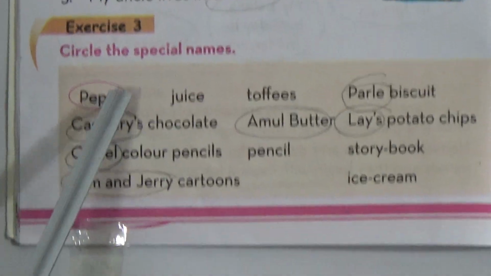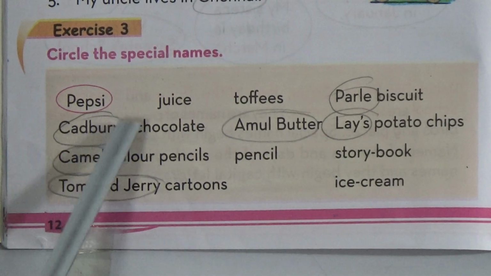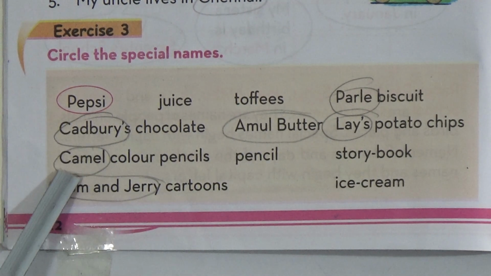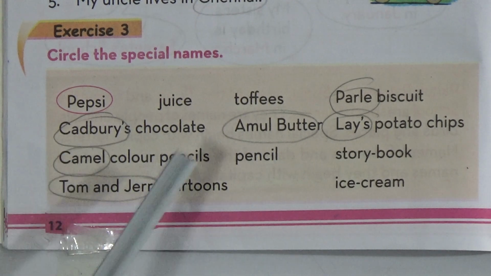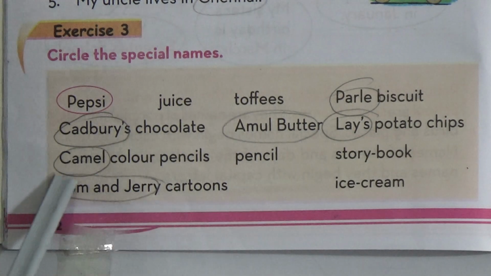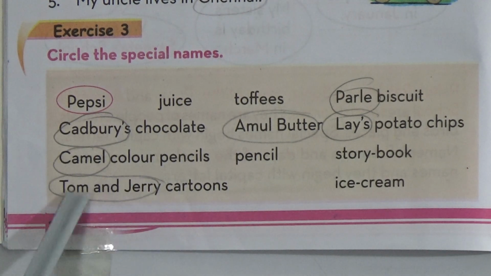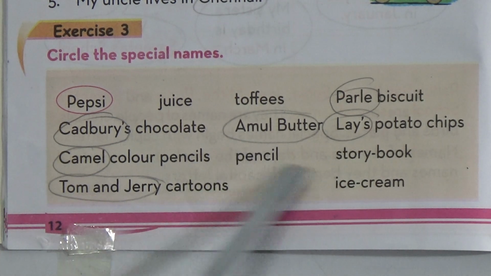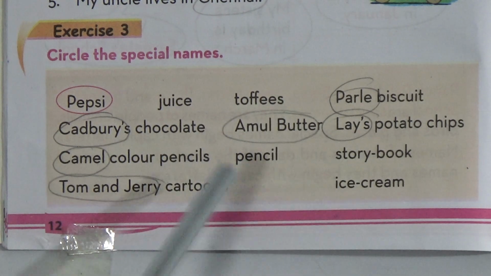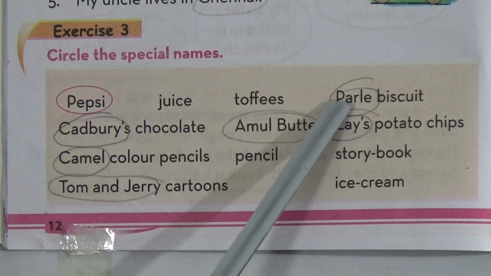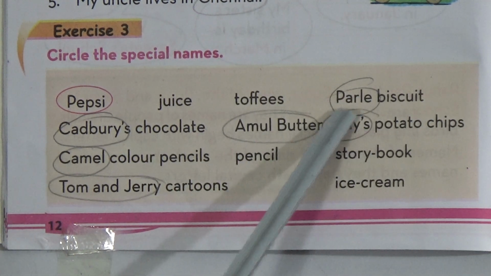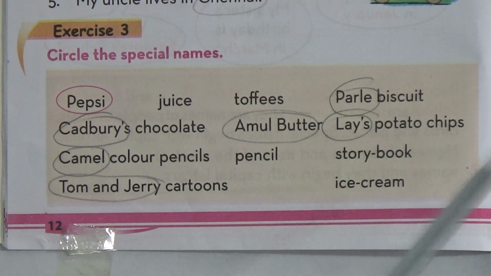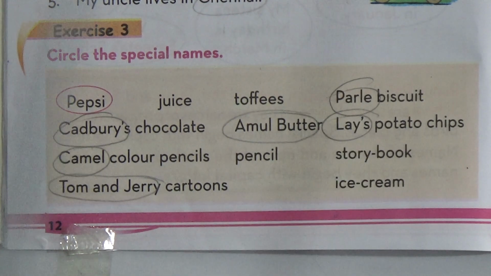Exercise number 3, circle the special names. You have to circle. Number 1 is done, Pepsi. Then number 2, Cadbury, your favorite chocolate. Then camel color pencil, camel. Then Tom and Jerry, your favorite cartoon. Here Amul butter, it's a special name, so circle it. Then Pearl biscuit, Pearl would be circled. Then Lay's potato chips, your favorite chips, so Lay's would be circled.